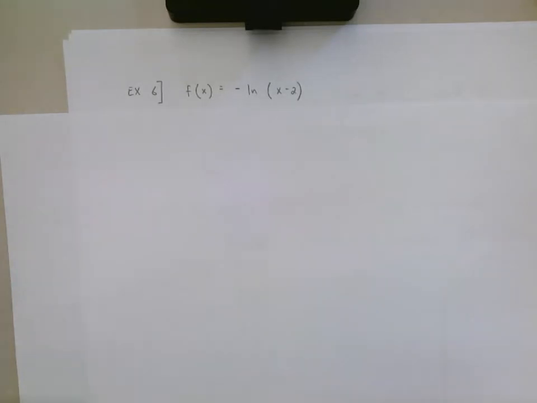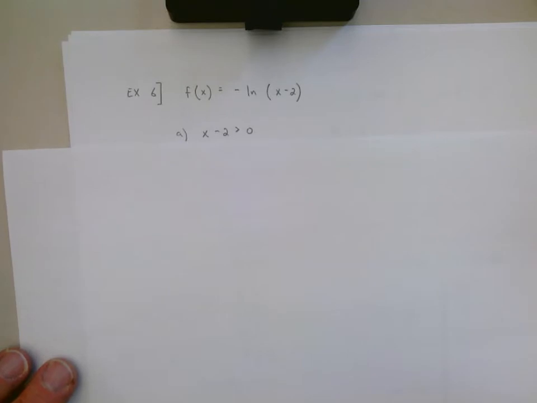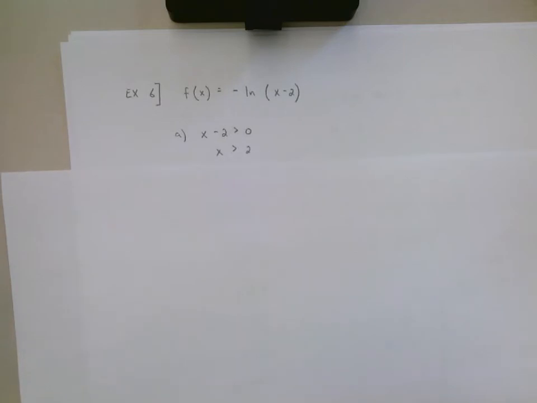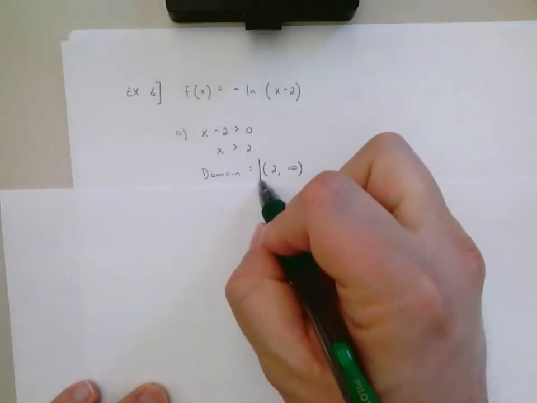So yesterday we said that the argument of a logarithmic function must be greater than 0. In this problem, the argument is the quantity x minus 2. So if x minus 2 is greater than 0, then adding 2 to both sides tells us that x must be greater than 2. And the domain of this logarithmic function is the open interval from 2 to infinity. All right, there's our domain.